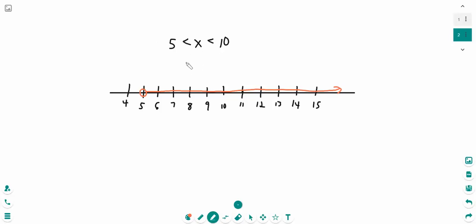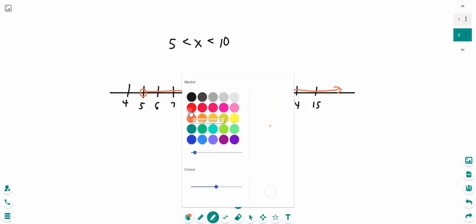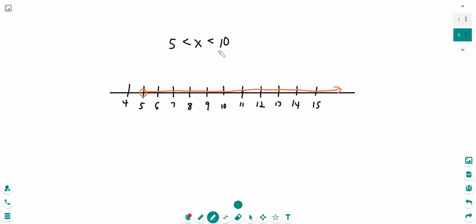Now the right side of the conjunction says that x is less than 10. So how would we graph that? Well, we'll graph that in red. So we have x is less than 10. So here's our 10, and because it's not equal to 10, it has to be a hollow circle. And x is less than 10, so we have to go to the left here forever and ever in this direction. Okay?